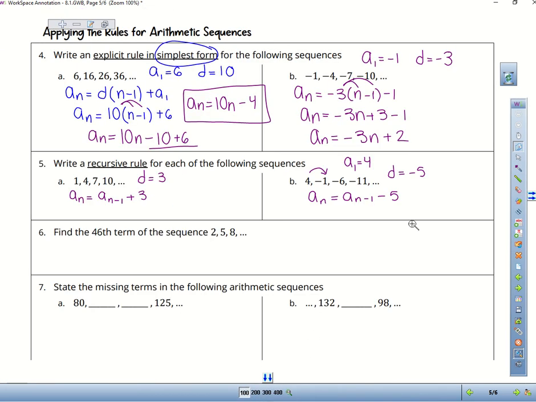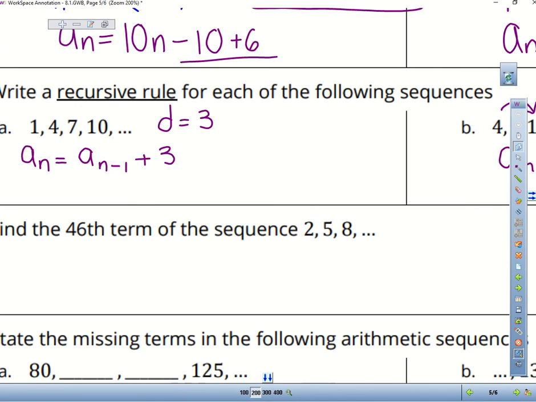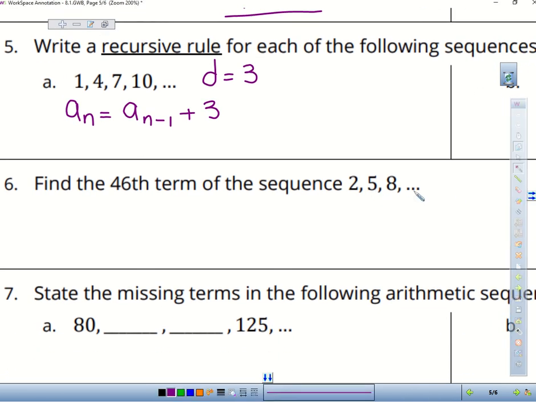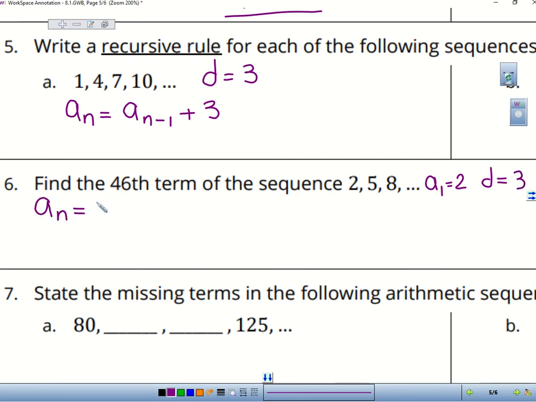So let's go ahead and try finding the 45th term of this sequence. You could sit here and keep adding the common difference, or we can write an explicit rule. The first thing to do to write the explicit rule is to identify the 1st term, which is 2, and identify the common difference, which is 3. Now we can write the formula. A sub n is equal to 3 times n minus 1 plus 2, right?